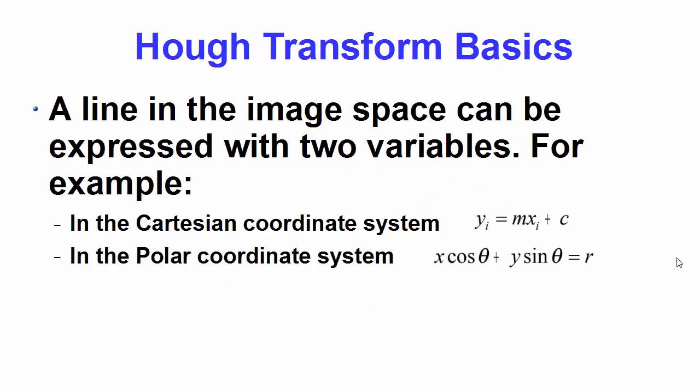So which representation are we going to use in order to use the Hough transform? This equation is not able to represent vertical lines. That's why generally we use this equation, the polar coordinate system, in order to use the Hough transform.